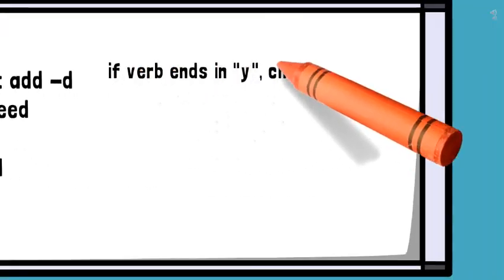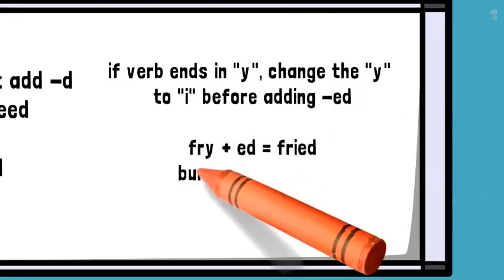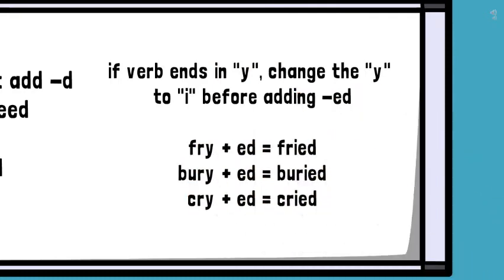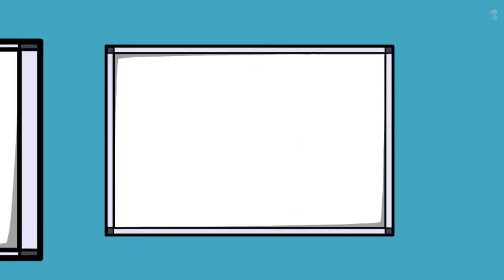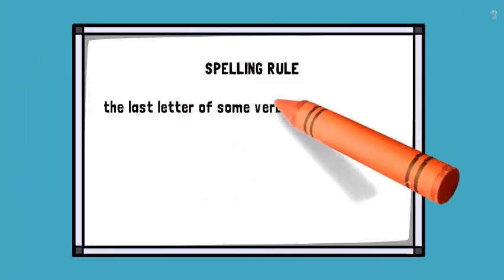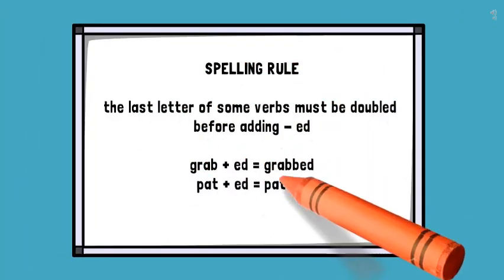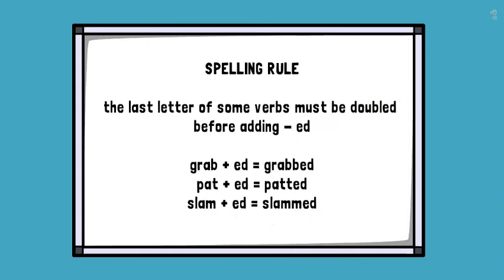Another rule is, for verbs ending in Y, we are required to eliminate the letter Y and add I before adding ed. Pretty simple, right? Finally, is the need to double the last letter of a verb. Mind you, this only applies to certain verbs. Notice that the letter is doubled before the ed is added to it.